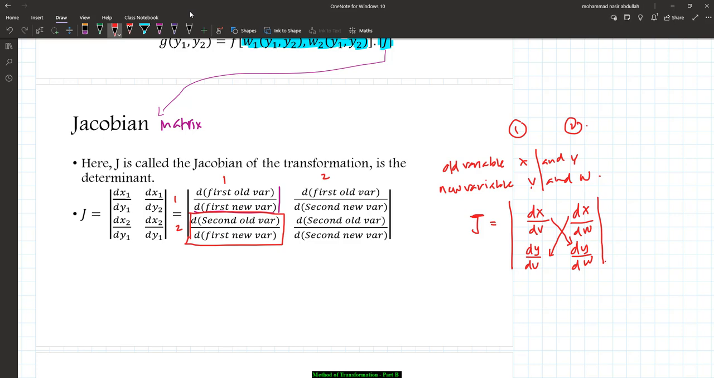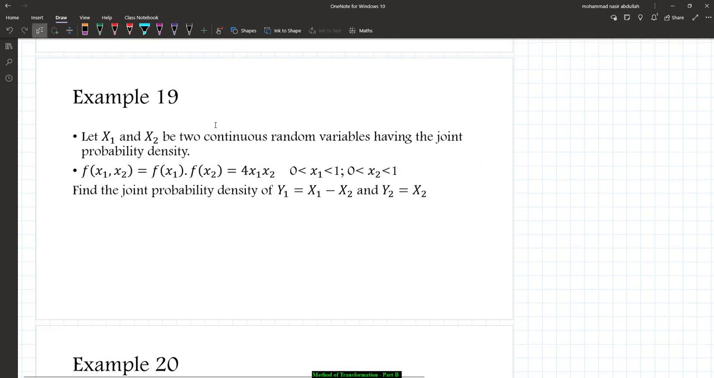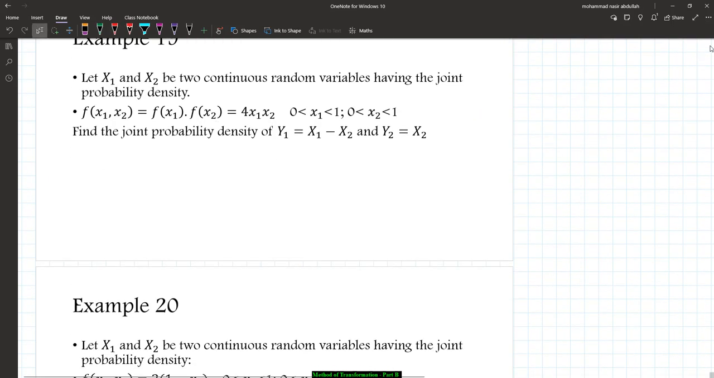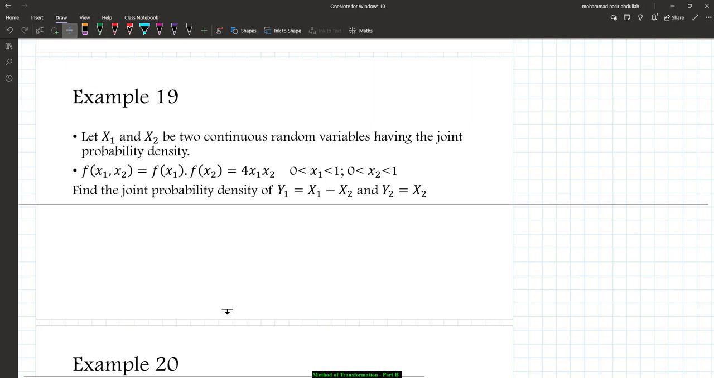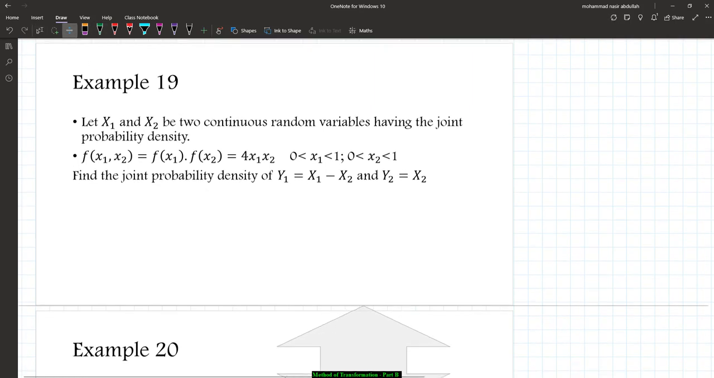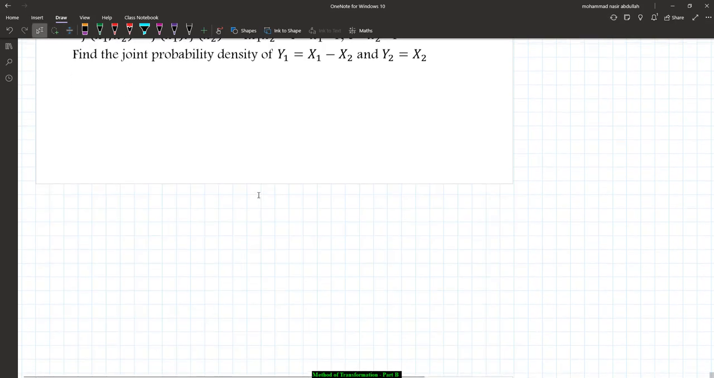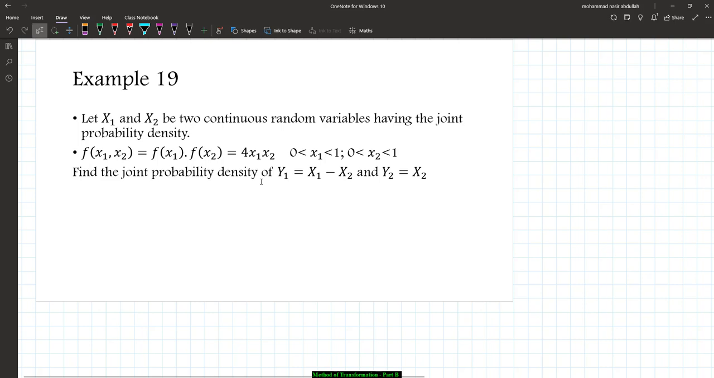So now let's look at example number 19, so we can see a real example to solve and apply the Jacobian matrix and how to use the transformation method to find a new joint probability function. Remember, we're still under functions of random variables. The objective is to find a new PDF. For this case, we have two continuous random variables, so we need to find a new joint probability distribution function. So example number 19 says: let x1 and x2 be continuous random variables. These are two continuous random variables.